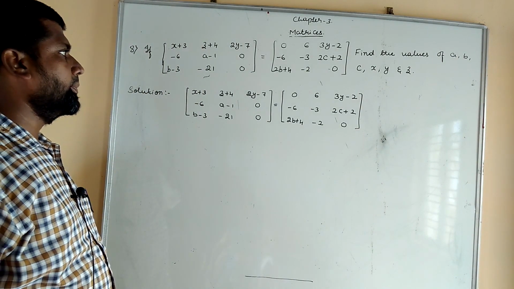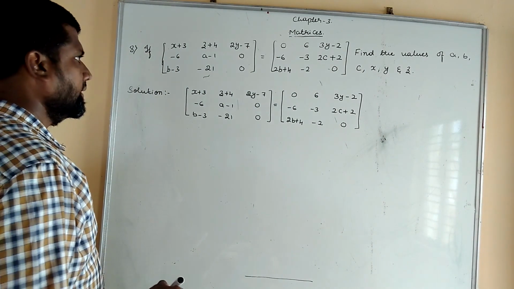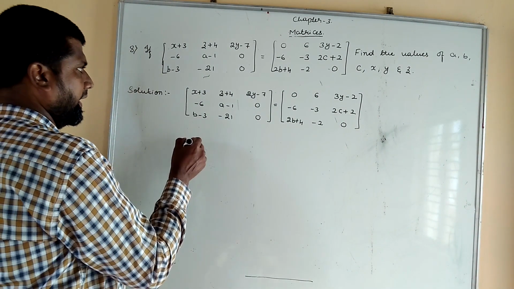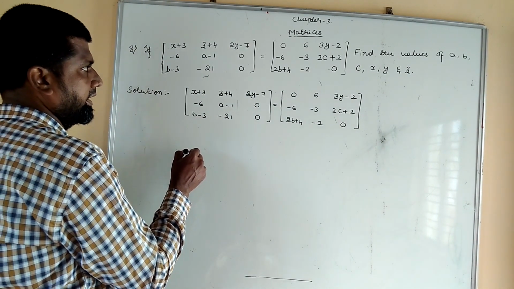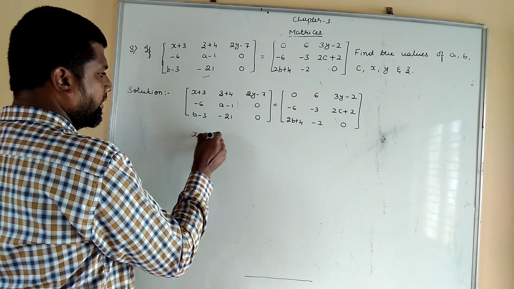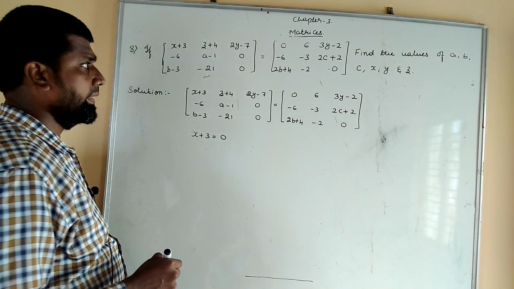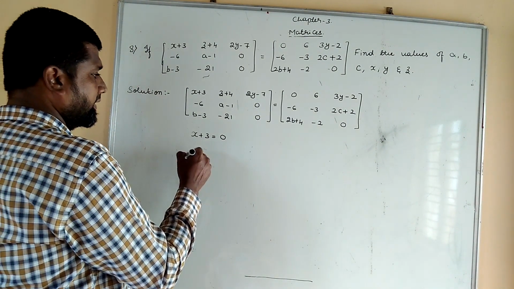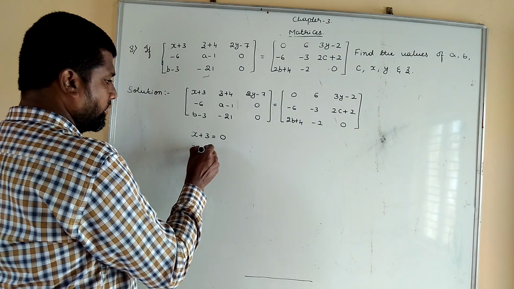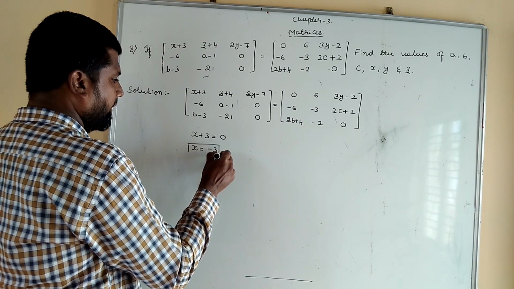Let us compare the corresponding elements of the two matrices. So let us take the first element A11, x plus 3, that is equal to 0. x plus 3 is equal to 0. So we can find the x value easily by shifting the 3 to the right side. x is equal to minus 3. We got the value of x.